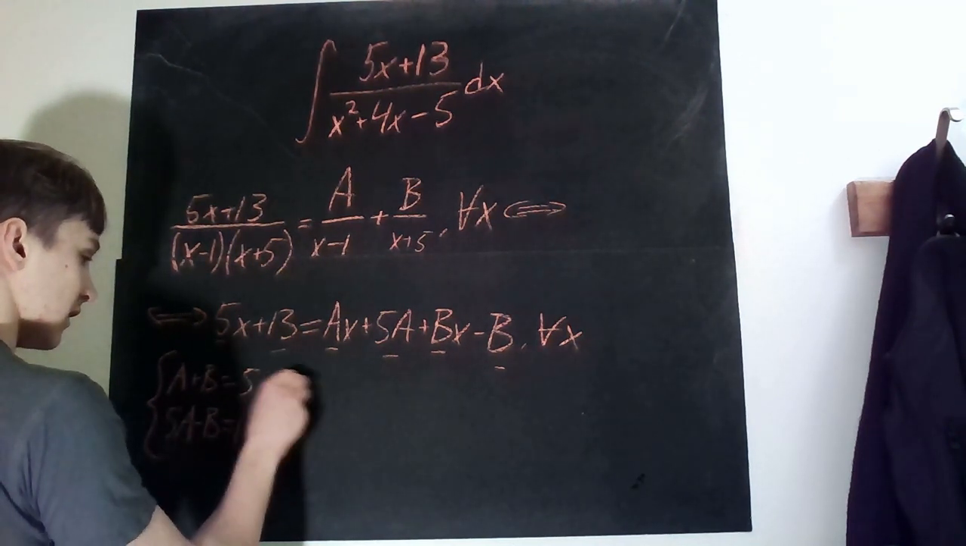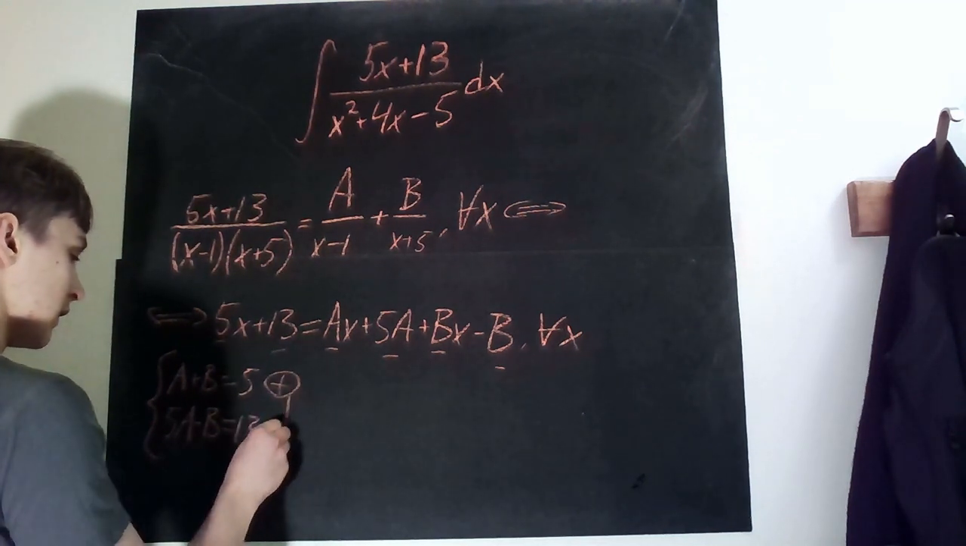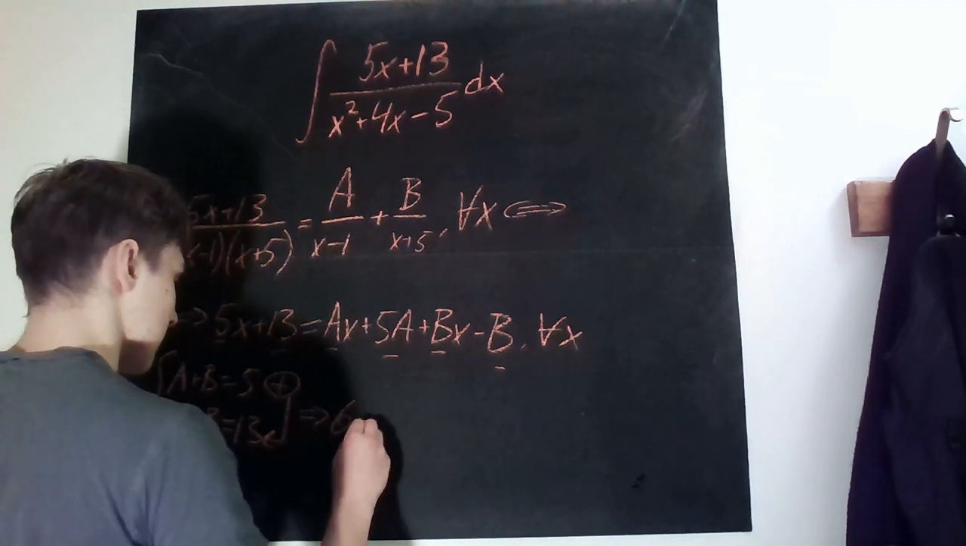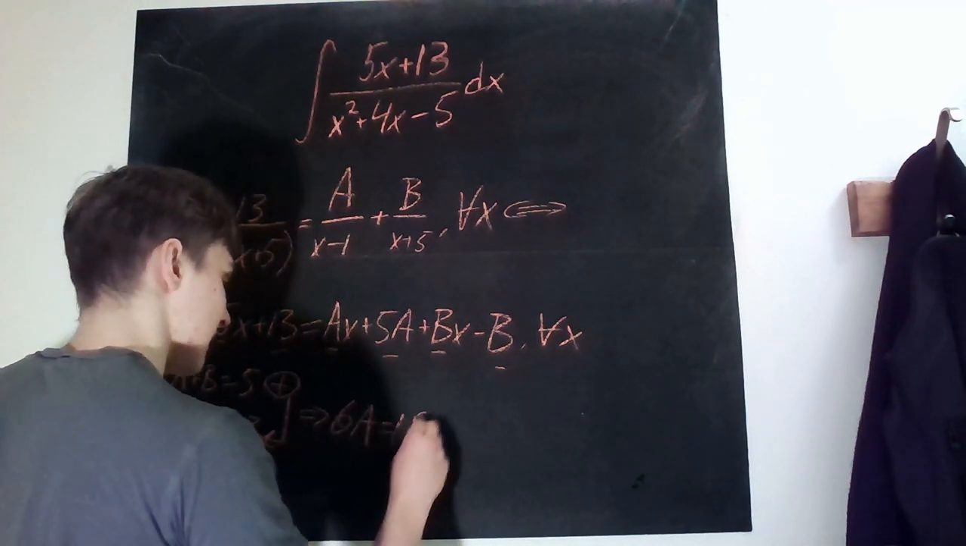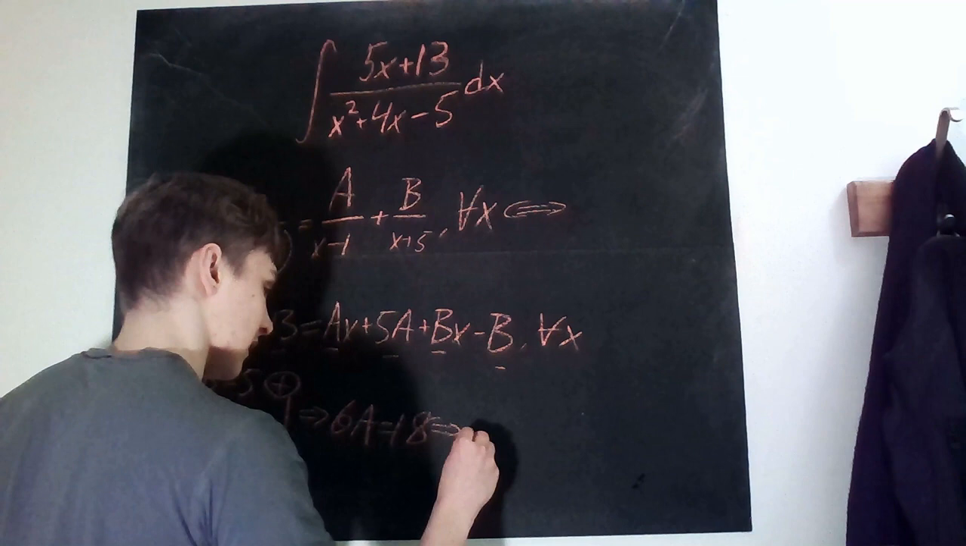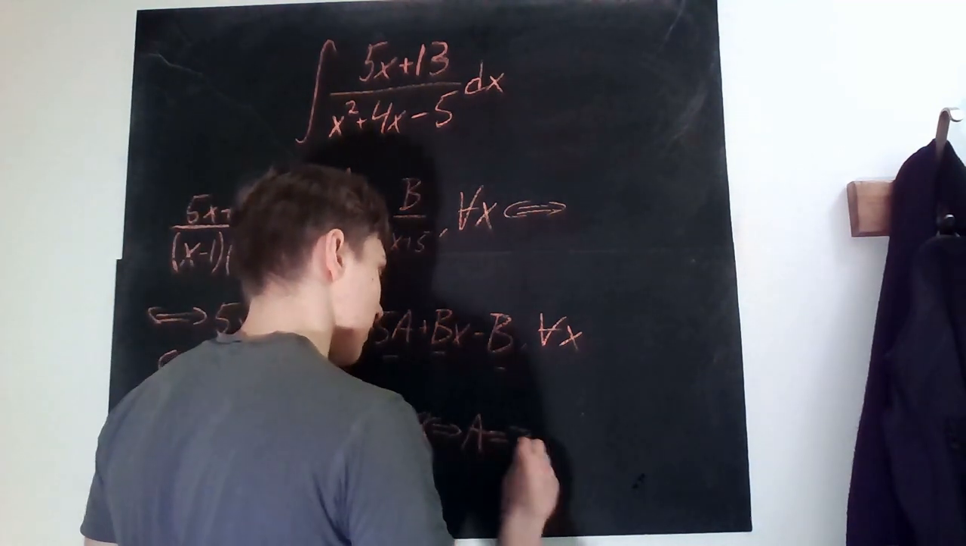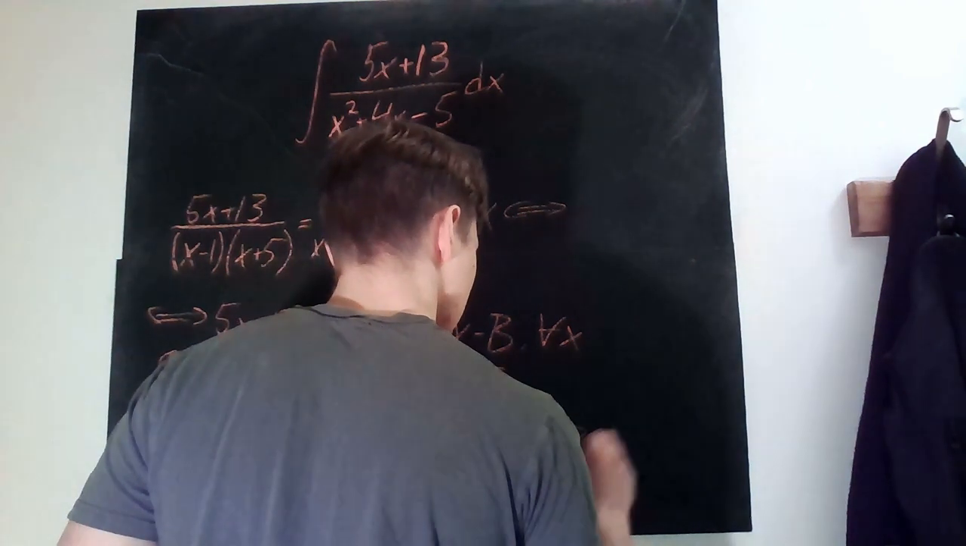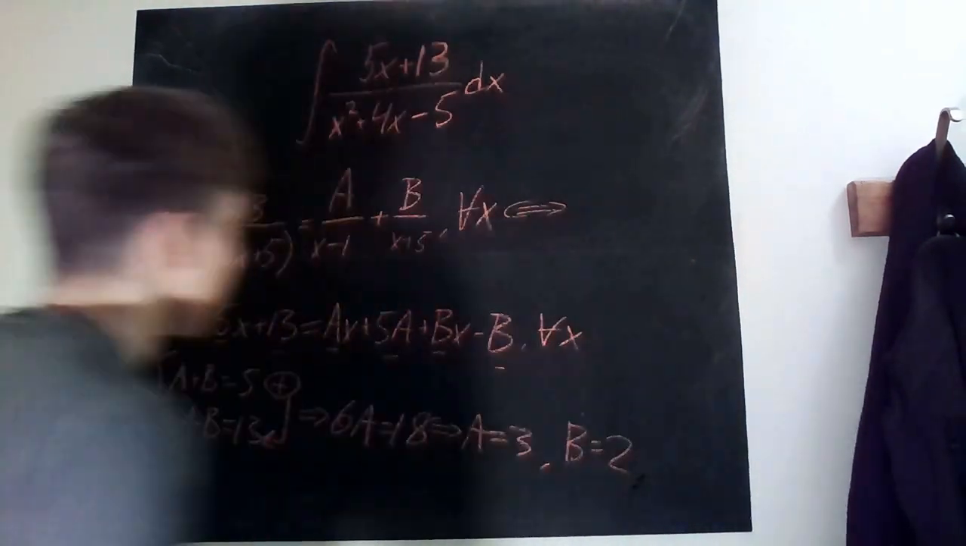So then we add the first row to the second one, and we get that 6a is equal to 18, meaning that a is equal to 3, and since a plus b is equal to 5, then of course b is equal to 2.